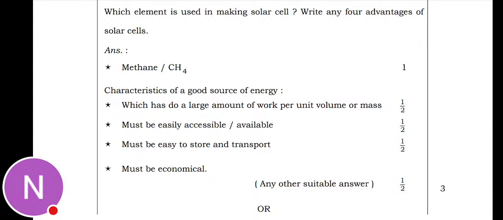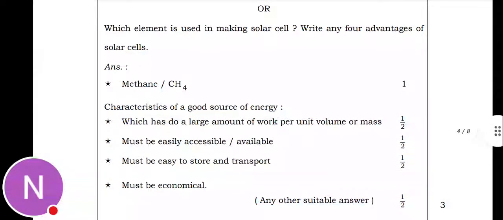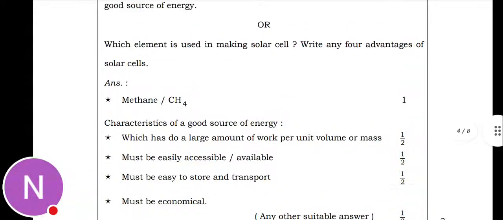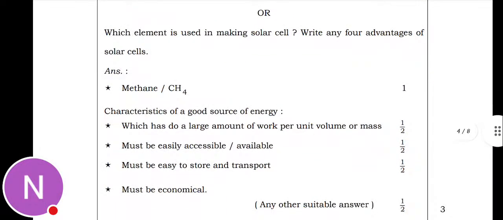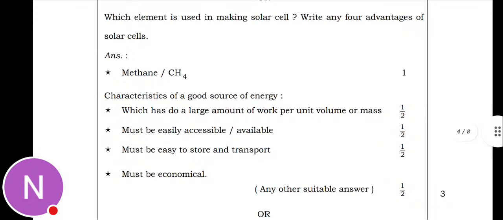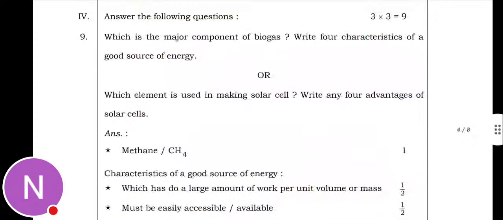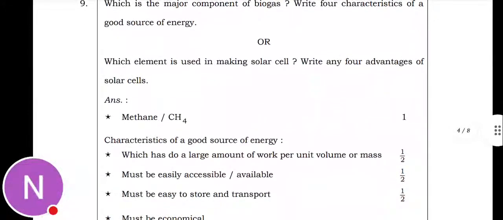economical. So 4 points if you write, they asked 4 points, each point half marks and 1 mark for the major component of biogas. So total you will get 3 marks. It is a 3 marks question. You should answer 3 questions, right?